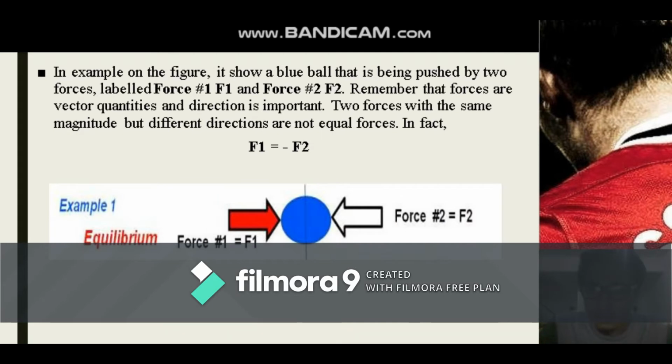In the example in the figure, it shows a blue ball that is being pushed by two forces. Label force number 1 F1 and force number 2 F2. Remember that forces are vector quantities and direction is important. Two forces with the same magnitude but different direction are not equal forces. In fact, F1 equals negative F2.